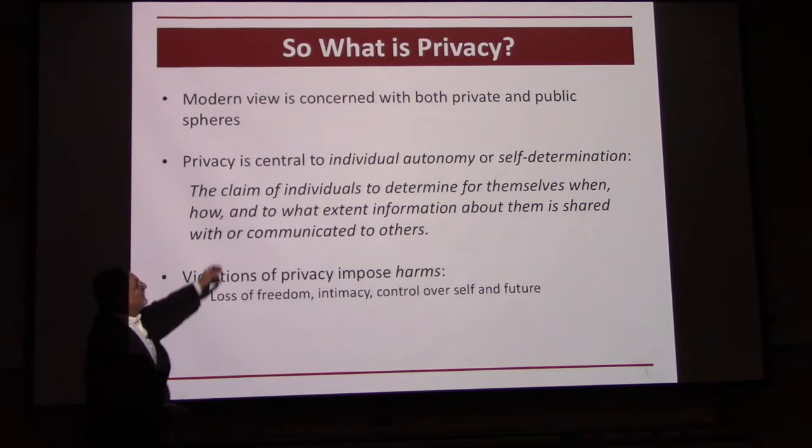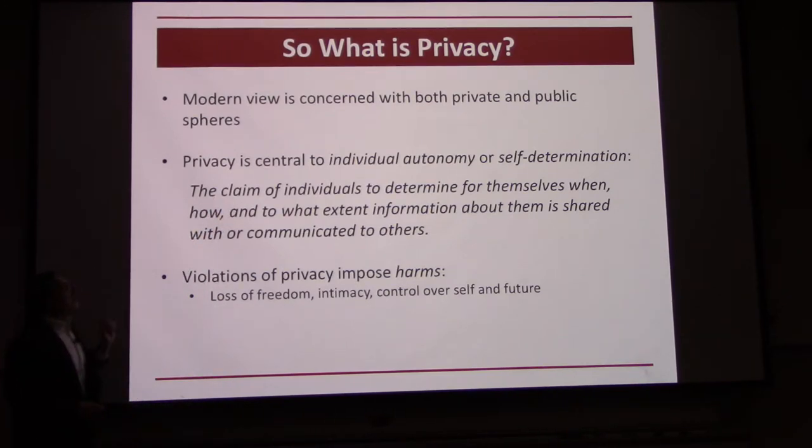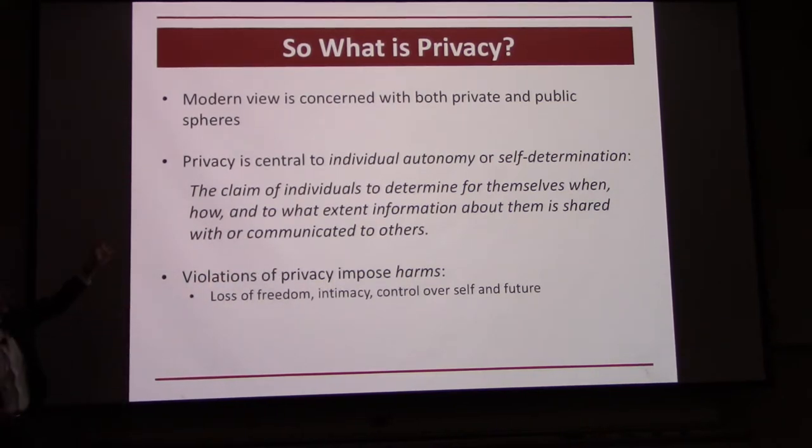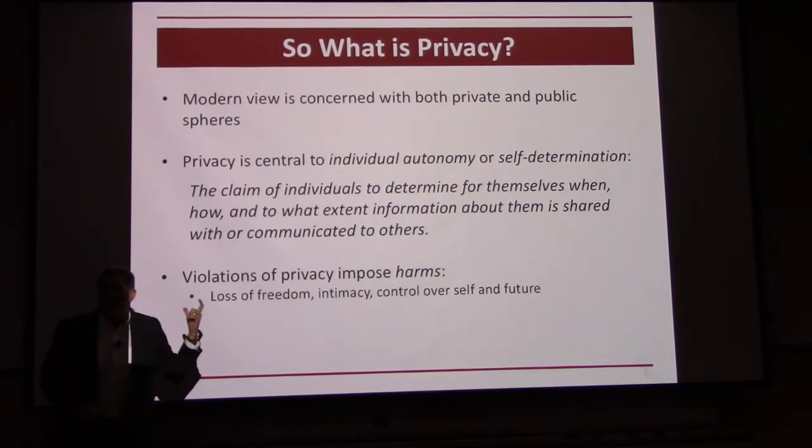Okay? But if we think about privacy in both the public and private sphere, one way to think about privacy is it's central to individual autonomy or self-determination. Right? What do I mean by that? The claim of individuals to determine for themselves when, how, and to what extent information about them is shared or communicated with others.